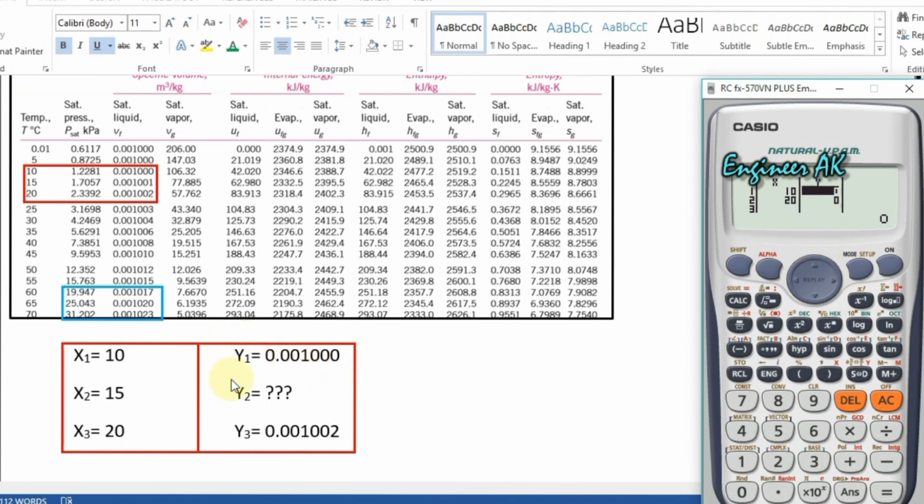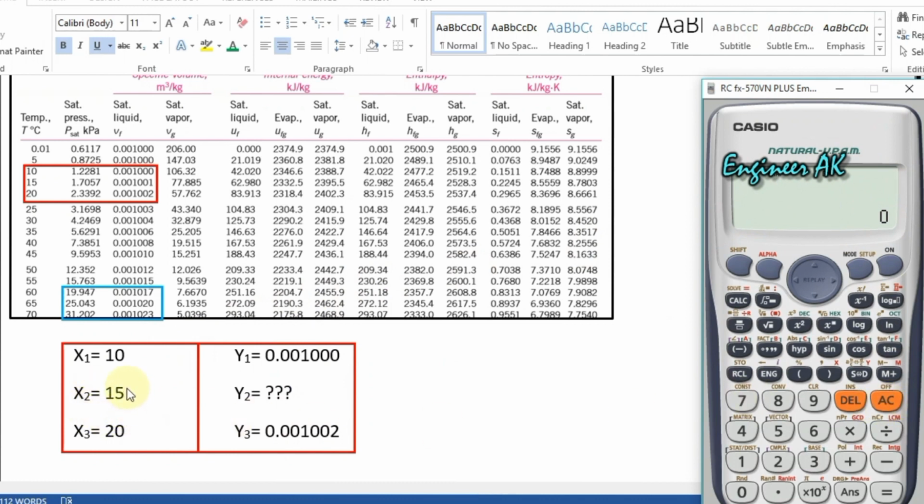Now at this side put the first one, 0.001, then 1, 2, 3, right? Here we go. And the third one, 0.001002, right? After plugging in the first and the third values, you have to press the AC.